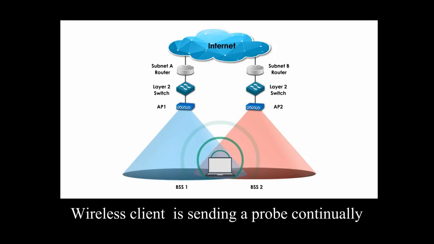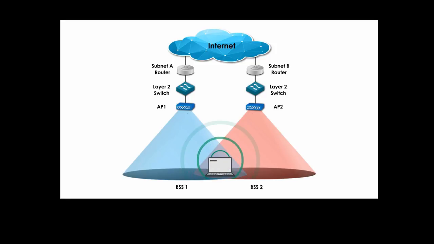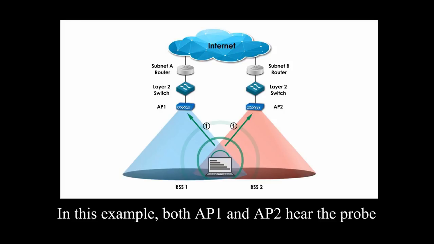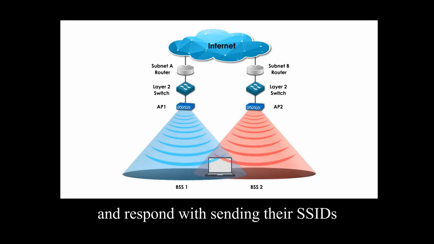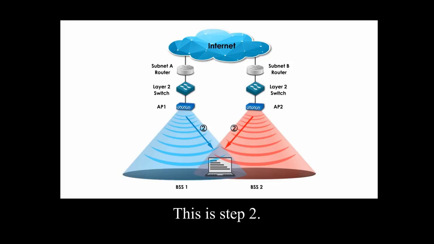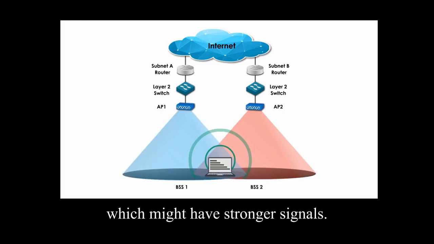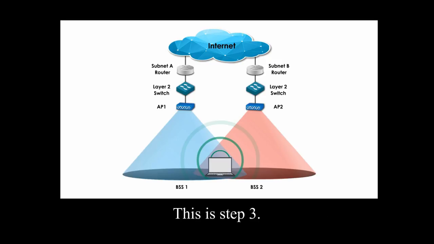The wireless client is sending a probe continuously to scan for an AP. This is step one. In this example, both AP1 and AP2 hear the probe and respond by sending their SSIDs and other information to the device. And this is step 2. The device sends its request for association to AP2, which might have a stronger signal in this example. And this is step 3.